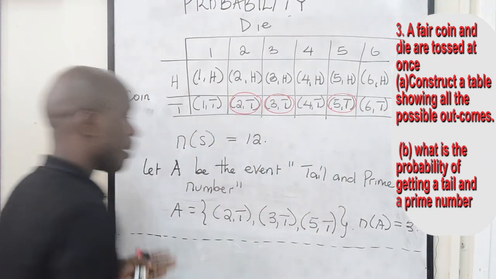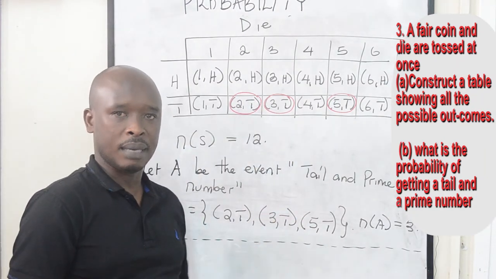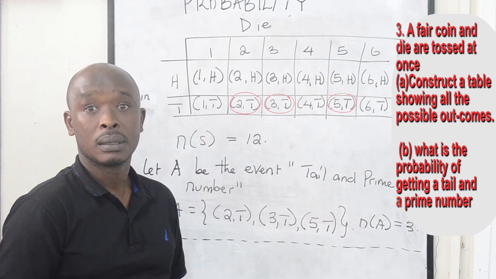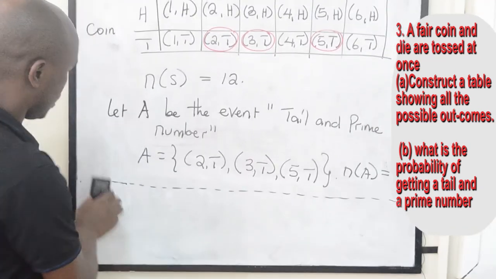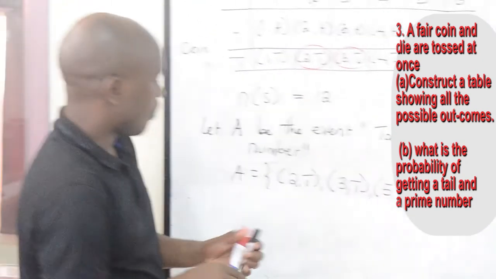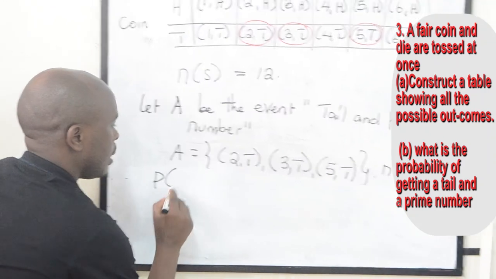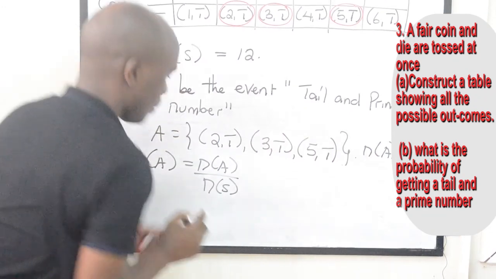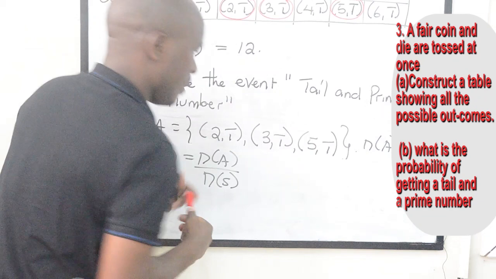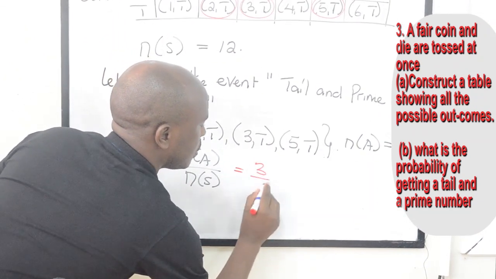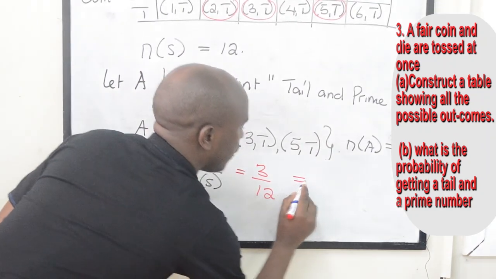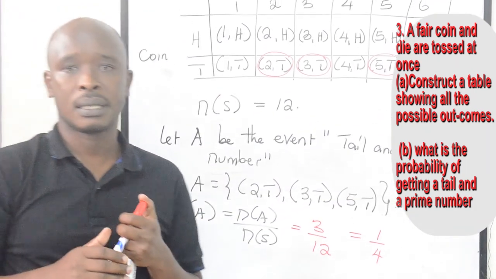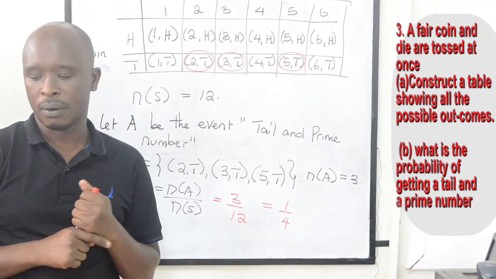Now, how do we get the probability once we've identified how many members belong to our set? The probability in this case is going to be the number of events out of the total. We know that our number of events is 3, and our total is 12, meaning if we reduce it, we will come up with 1 out of 4, and that becomes our answer for part B.